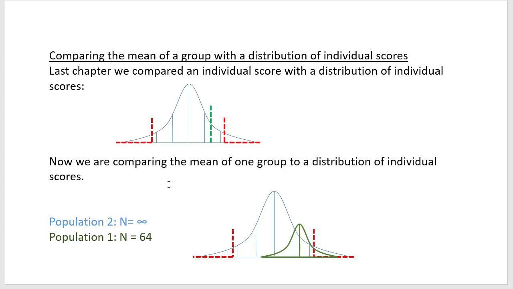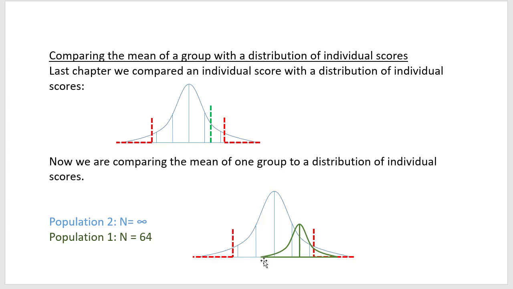In this chapter, we're comparing the mean of one group to a distribution of individual scores. So let's say that population 2, which is our population, is equal to infinity. It has many scores. It doesn't matter how many, just theoretically infinite. Population 1, in our case, is our sample, and it has 64 scores. I just kind of put a curve. This may not be exactly where our sample is, but this is just a for instance.